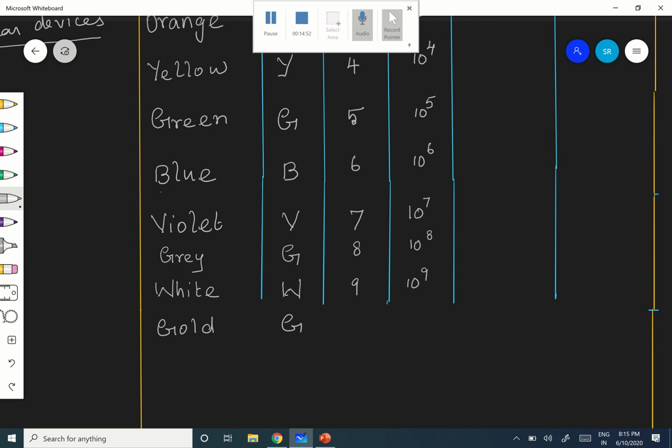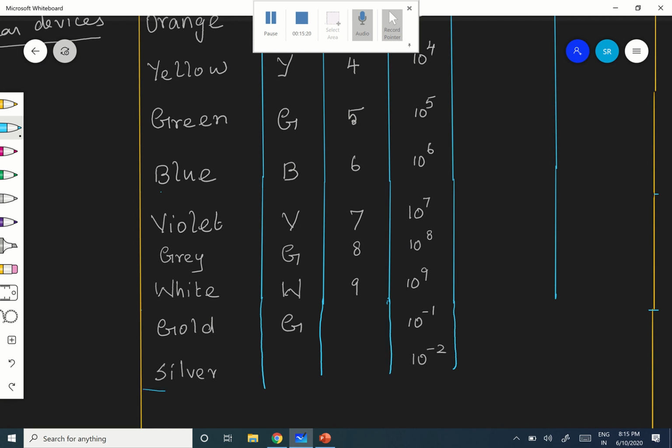For that multiplier, it will become 10 power minus 1. Okay, and silver, I'll tell you what is after that only. You will be able to understand, children. So just have patience. Okay, so these are all the colors that are allotted for different significant figures. I'll let you know.